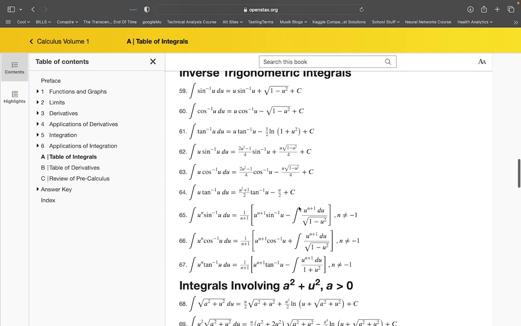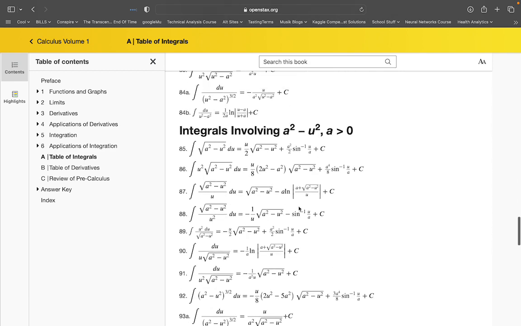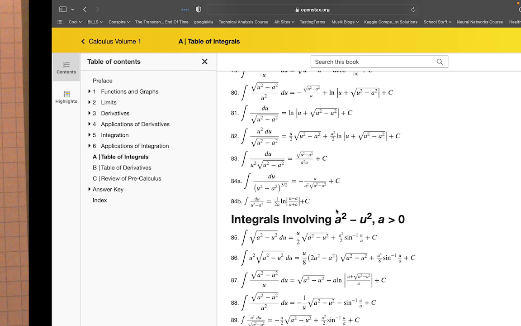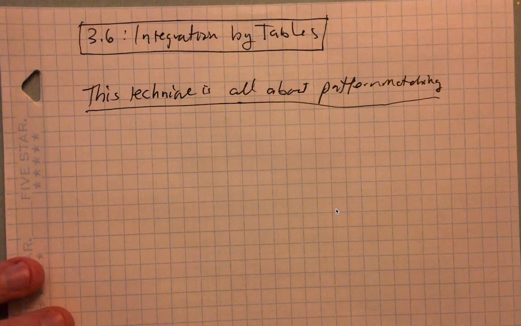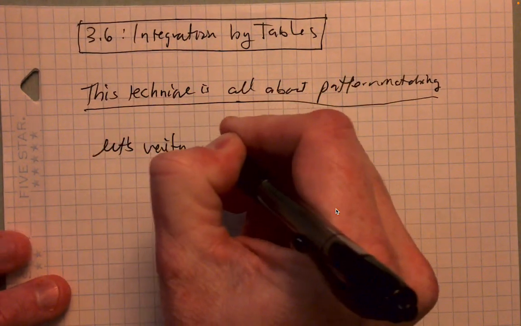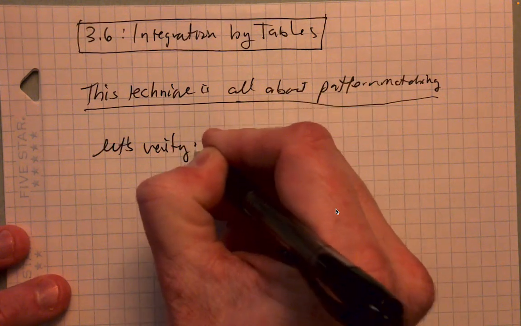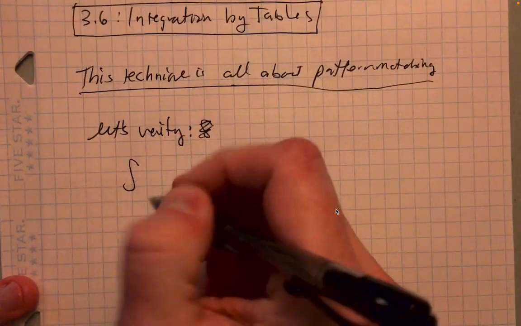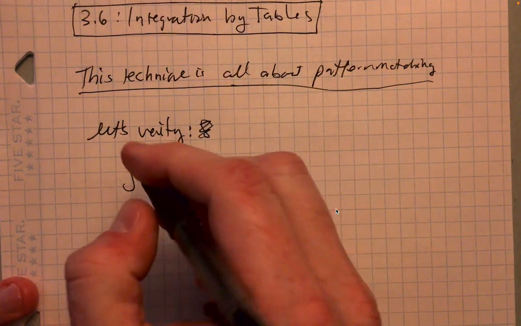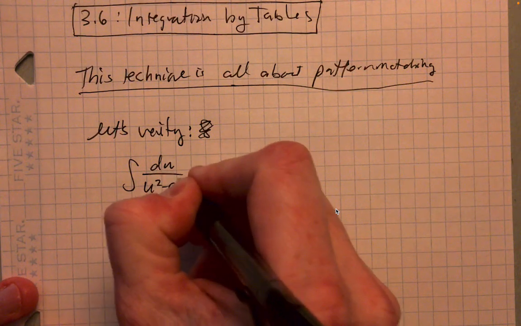Let's take a look at an example, one that I've spent a little bit of time verifying ahead of time, this 84 part B. Let's verify this so we can see a little bit of what's at work. So let's verify the following. We've got the integral of du over u squared minus a squared.